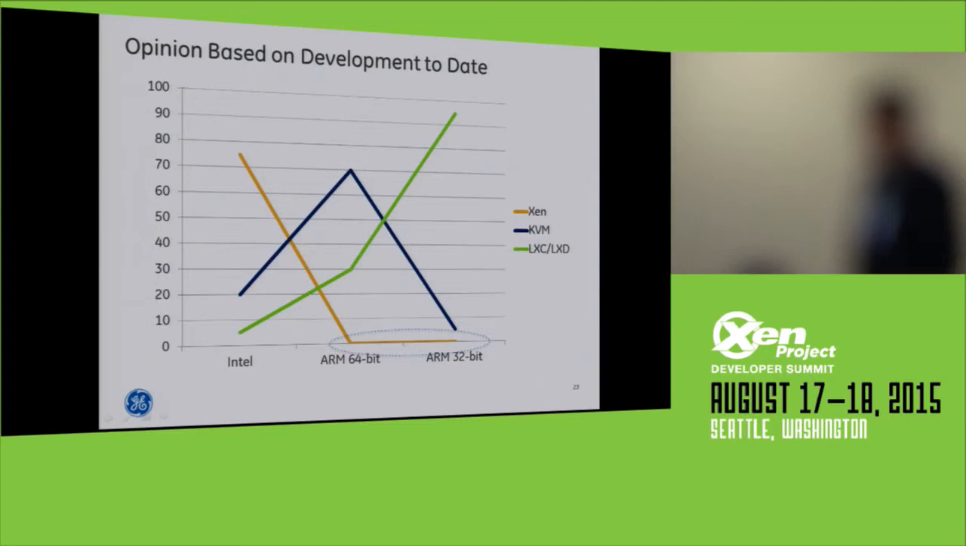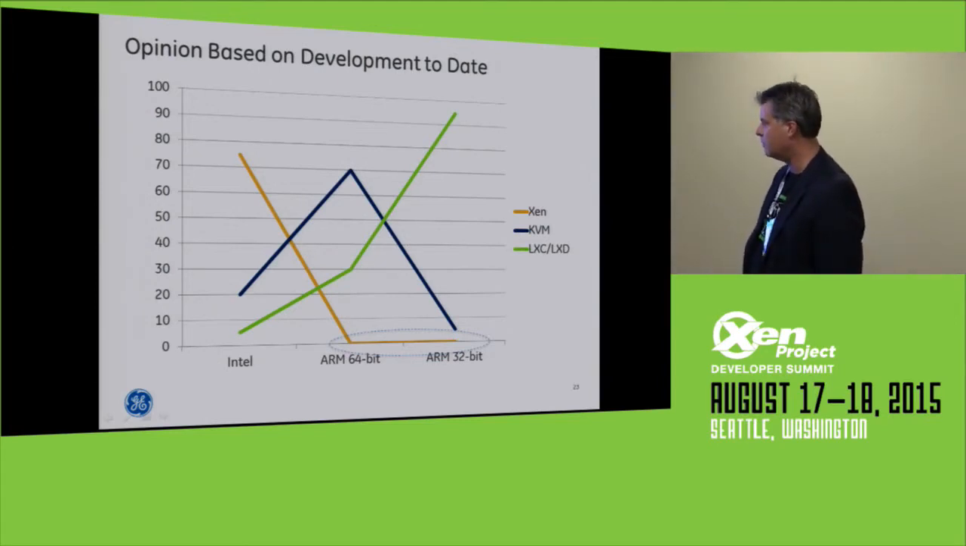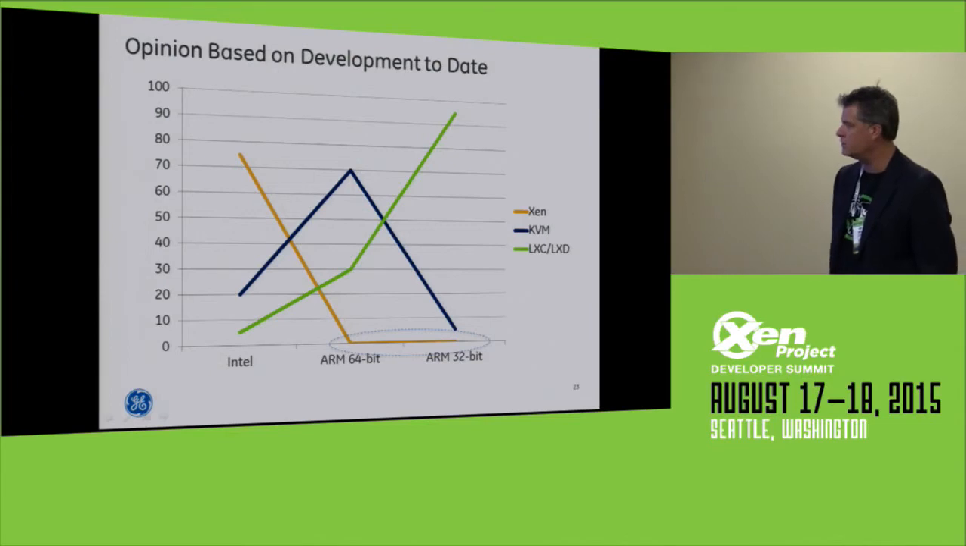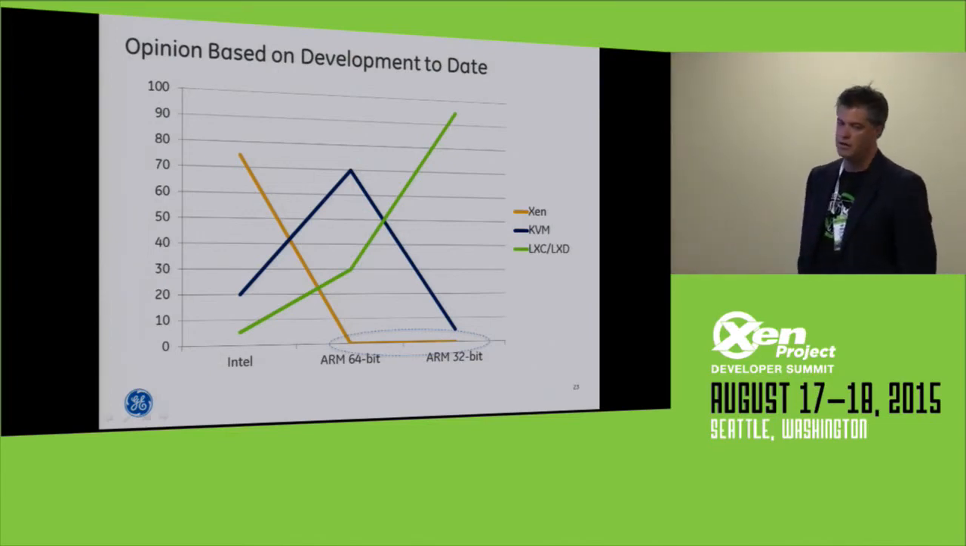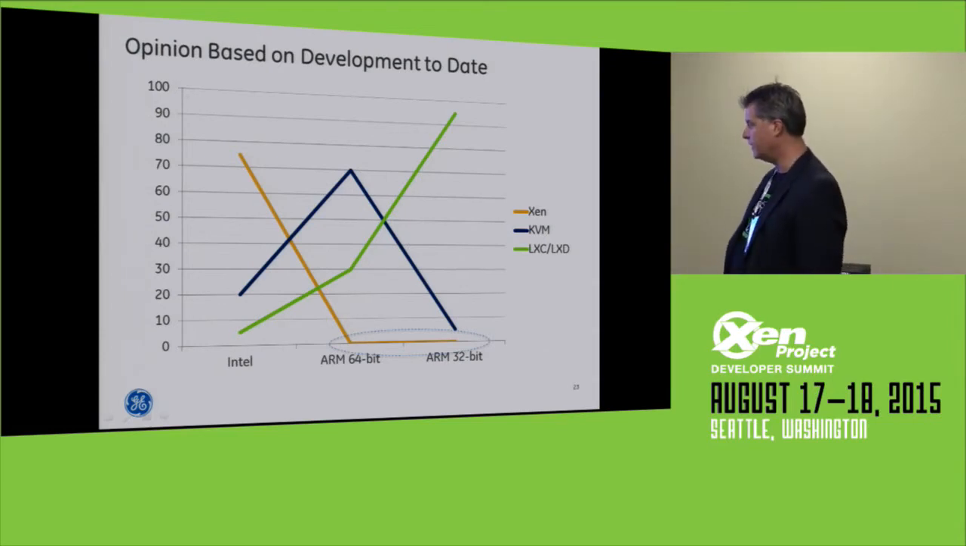This is a kind of a poor graph. But again, this is opinion. So you can say that I'm wrong. But this is kind of what our current stance is. So for Intel platform, we're basically recommending to our customers and our developers Xen all the way. For that, you can see a little bit of KVM kind of thrown in there, but it's been difficult. Intel Xen seems to work really, really well.